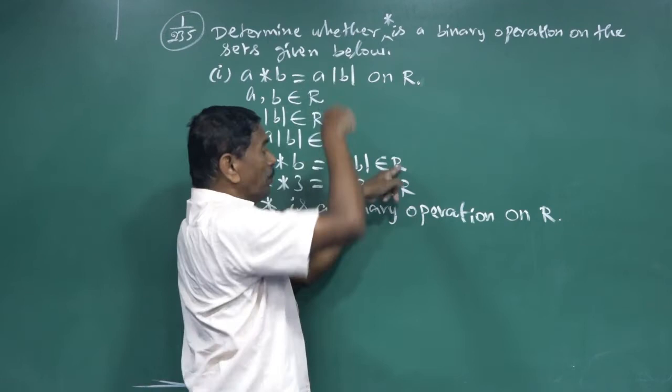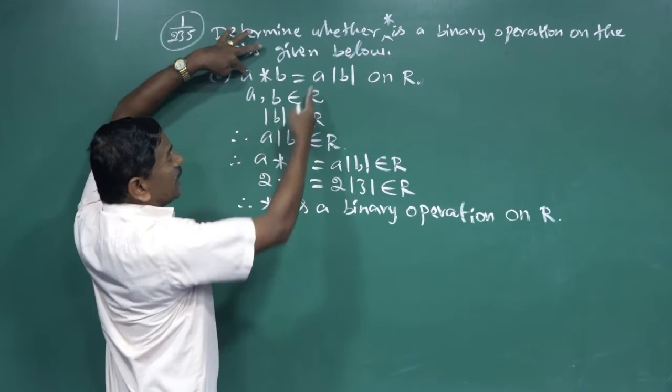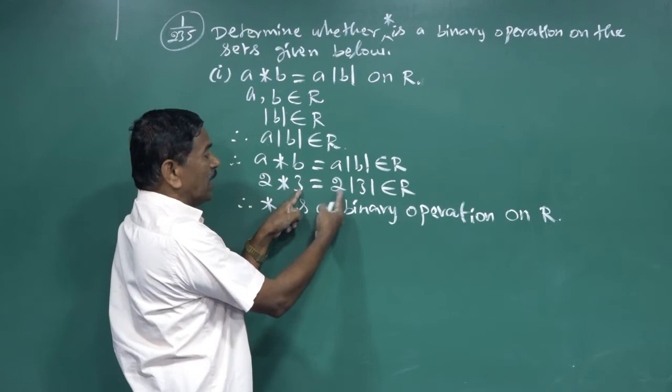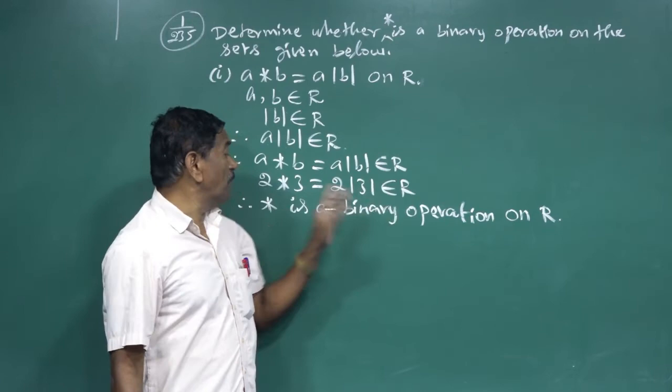See, for example, 2 star 3 is equal to 2 into modulus 3. Here, A star B equal to A into modulus B. The first element A, fix it, and the second element B becomes modulus B. Similarly, here the first element 2, fix it, and the second element gets modulus. The product 2 into modulus 3 also belongs to R, because modulus 3 equals 3 and 2 threes are 6. Therefore 6 belongs to R. Therefore star is a binary operation on the set R.